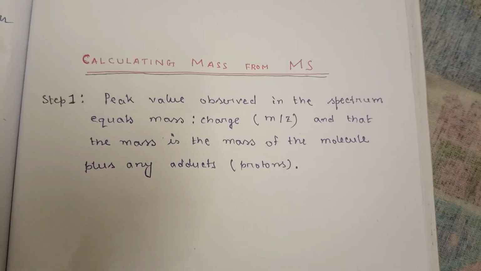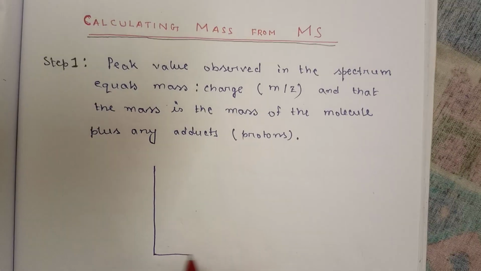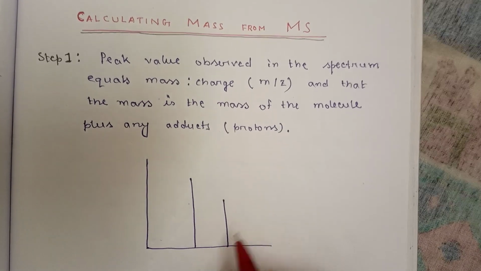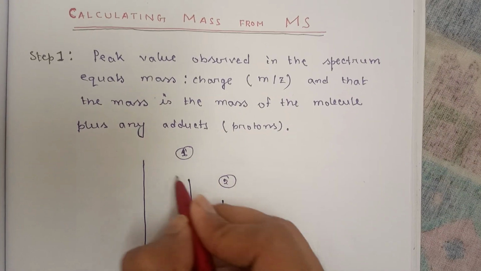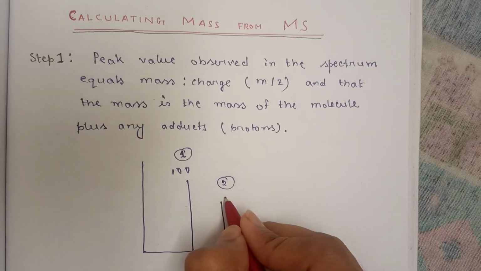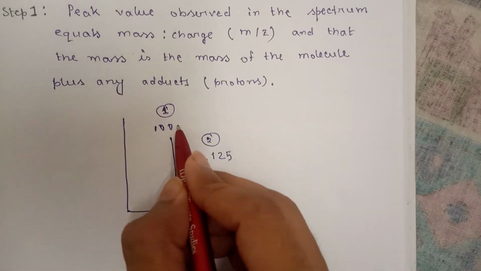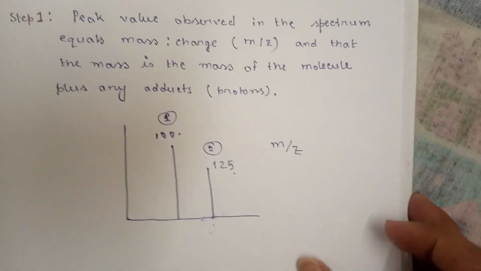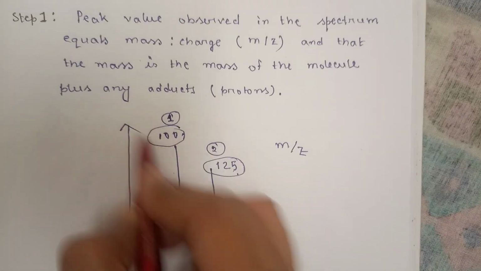So let's take one example. Let's draw one example. Suppose there are two peaks, peak number 1 and peak number 2. Here you can see the value of, let's say, 100, and here the value is, let's say, 125. So these 100 and 125 are the values of m by z. We have to deal with the m by z value, which we get from the peaks.